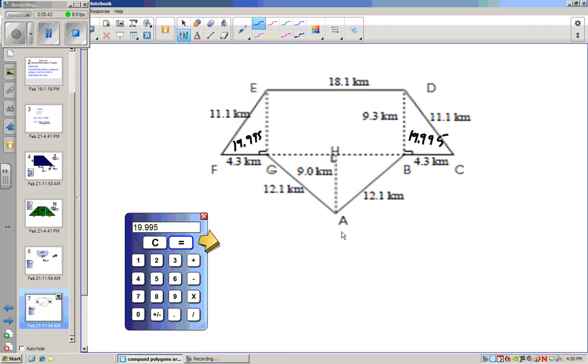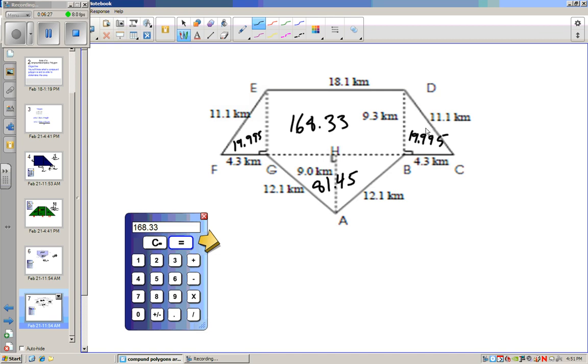Now if we do this middle triangle, I know the height is 9 and the base is 18.1. So let's go 9 times 18.1 equals 162.9. But now it's a triangle, so I divide by 2 and I get 81.45. So this one's 81.45. And now if I do this rectangle here, base is 18.1, height is 9.3. So 18.1 times 9.3 equals 168.33. And since it's a rectangle, I just leave that.